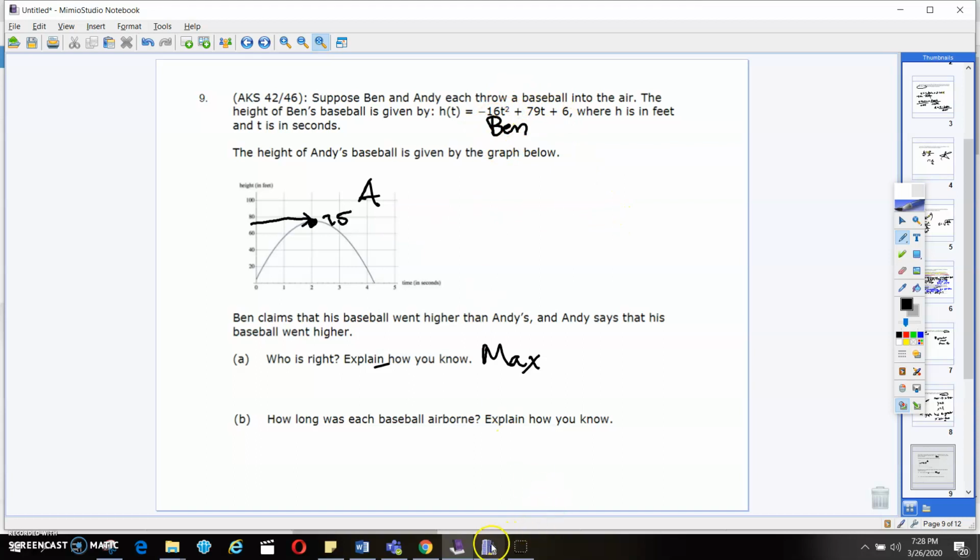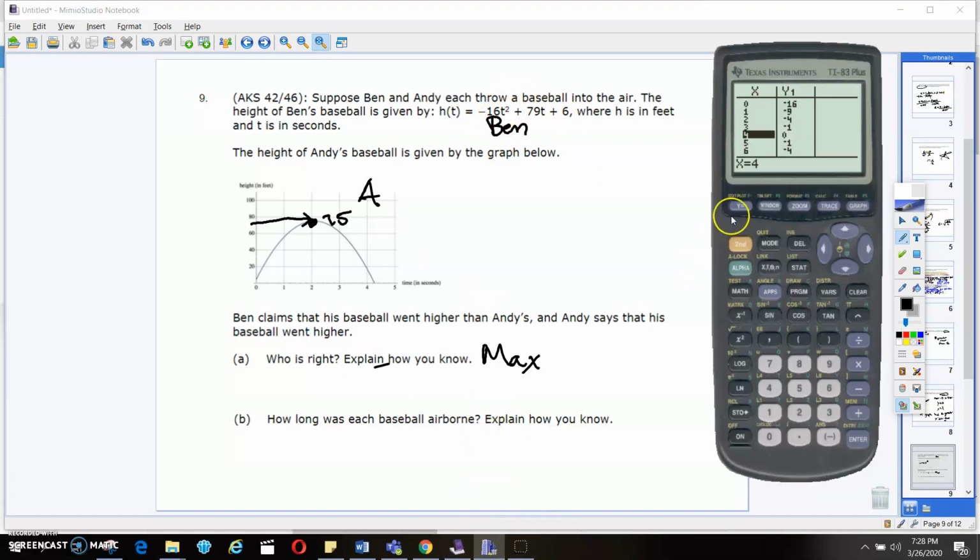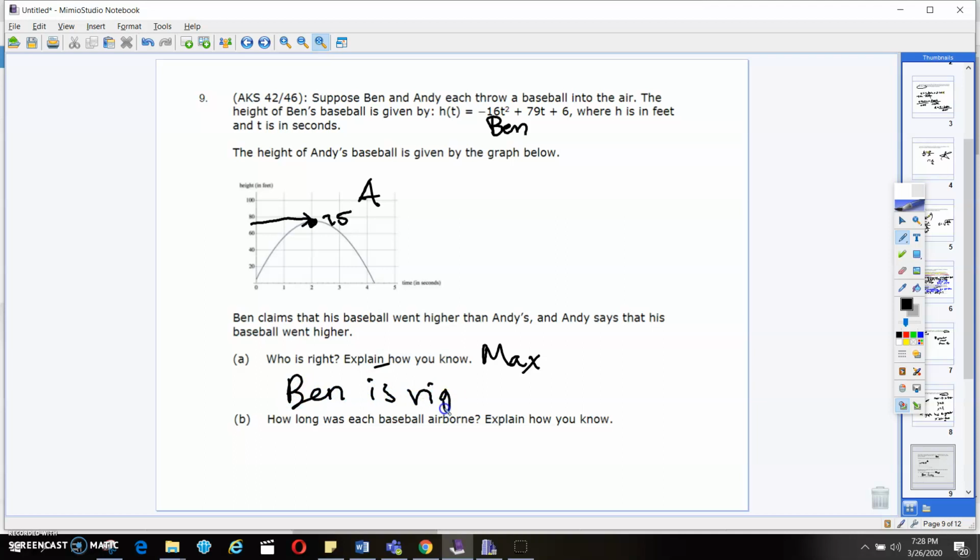And then you're going to plot Ben into your graphing calculator. Okay, so we're going to come in here, y equals, you're going to type, and I'm going to type a little bit faster because I'm running out of time, plus 6. Okay, so if I look at my table, we'll look at the y values, okay? So on this one, this is Ben. Ben's y values are definitely bigger than 75. Like, he's got 100. So then that means that Ben is right because his y values are bigger, okay? Or his maximum is bigger, right?